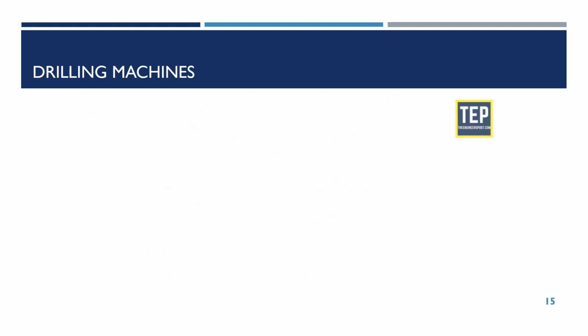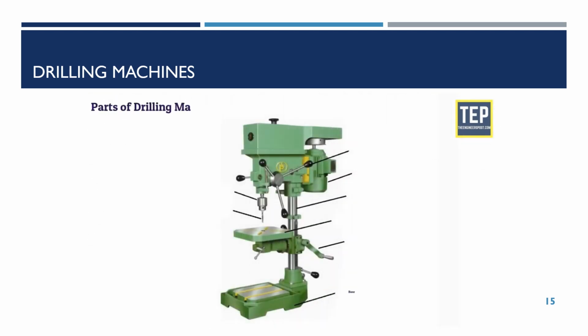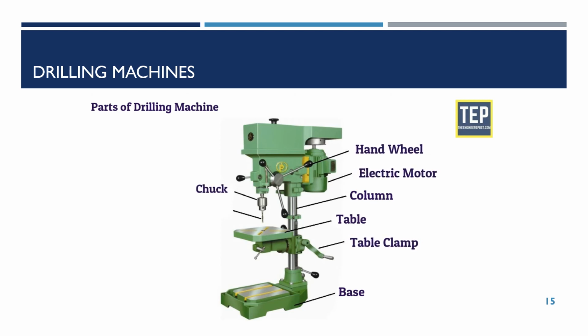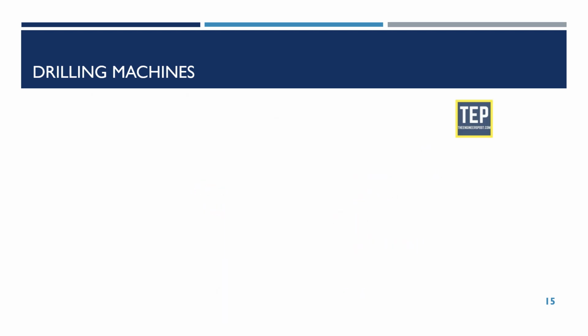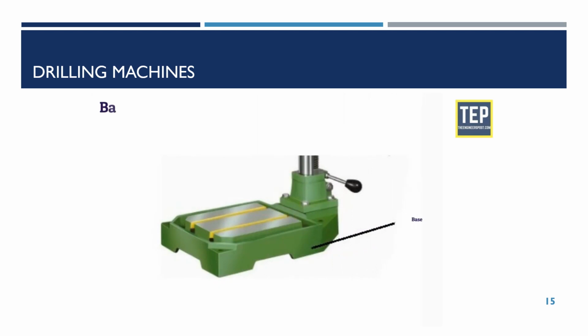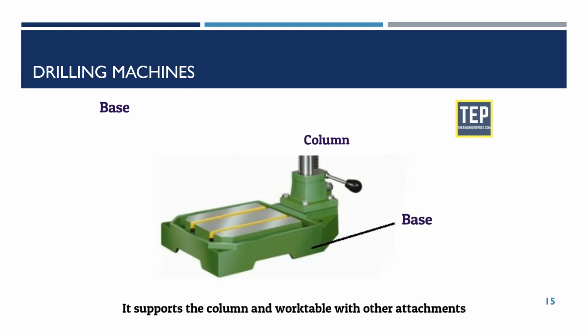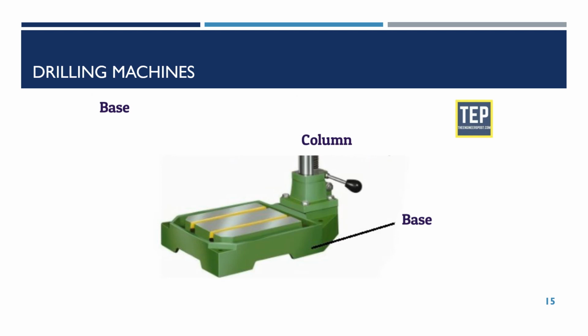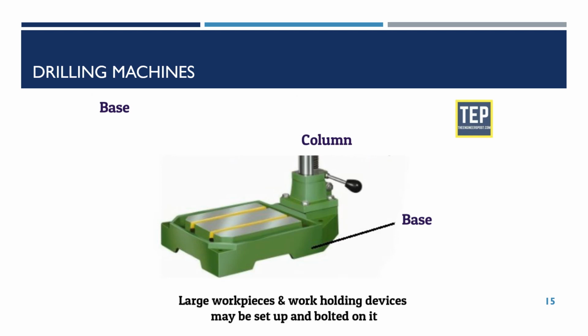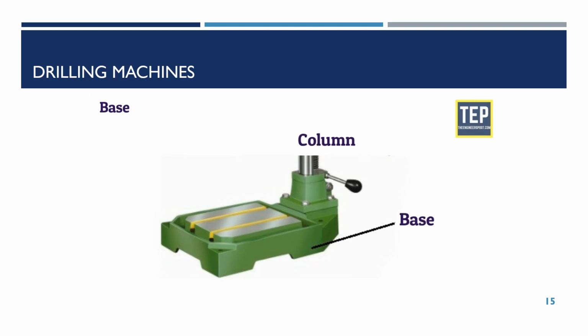Parts of drilling machine. The main parts of a drilling machine are base, column, table, table clamp, electric motor, hand wheel, chuck, and drill. Base is the part of the machine on which the vertical column is mounted. The base is made of casting and it supports the column and worktable with other attachments. The top of the base is a round column section type where large workpieces and work holding devices may be set up and bolted on it. The base of the machine may be mounted on a bench or on the floor.